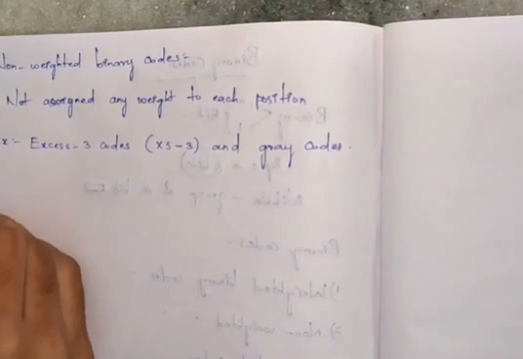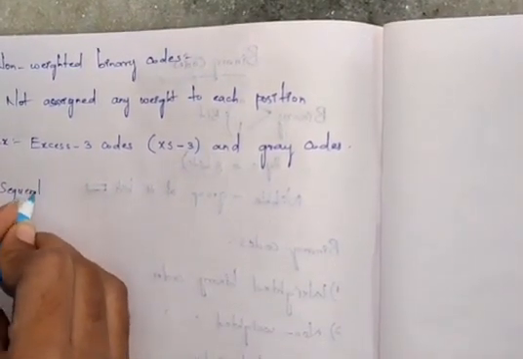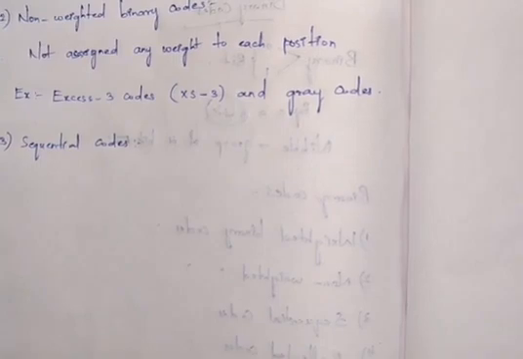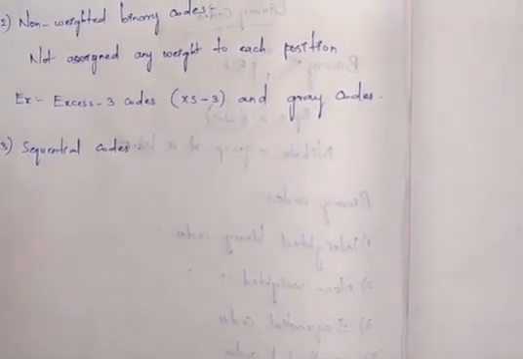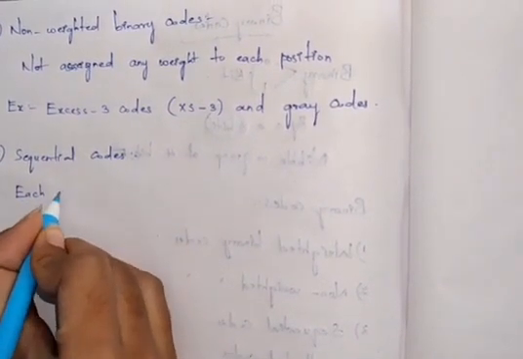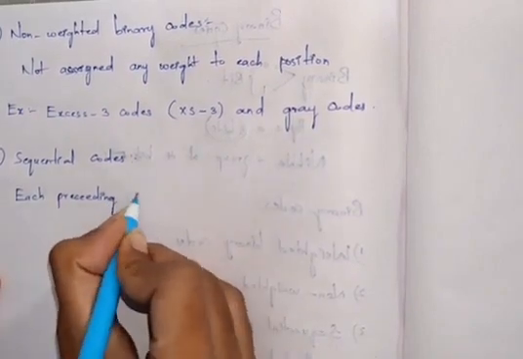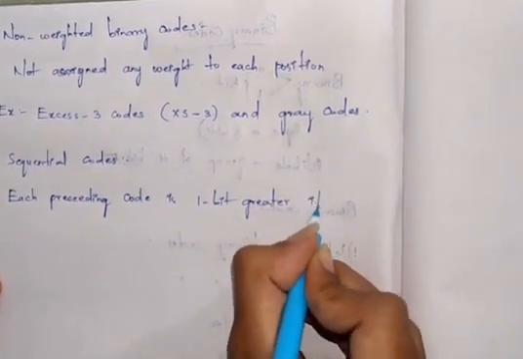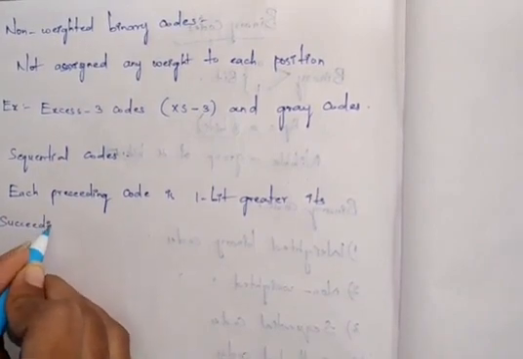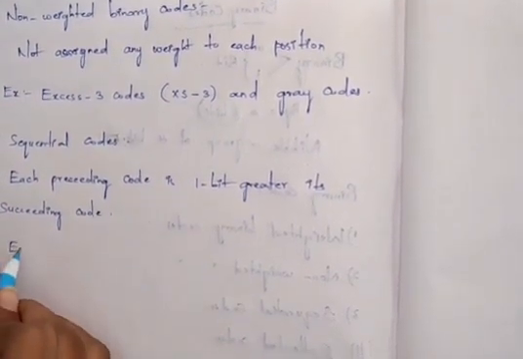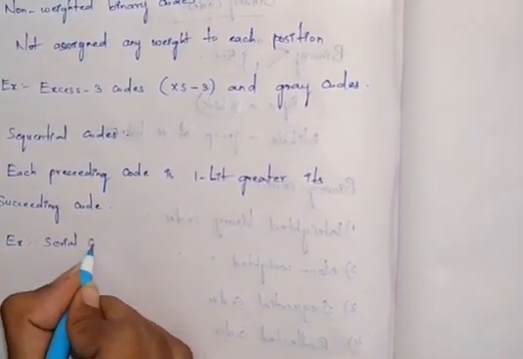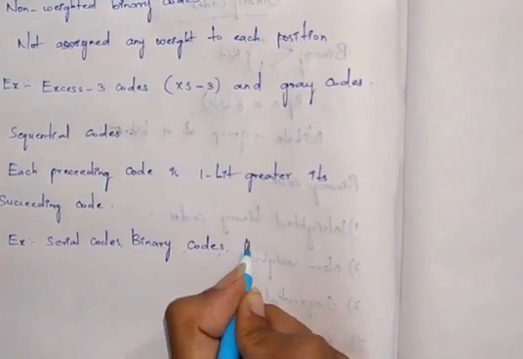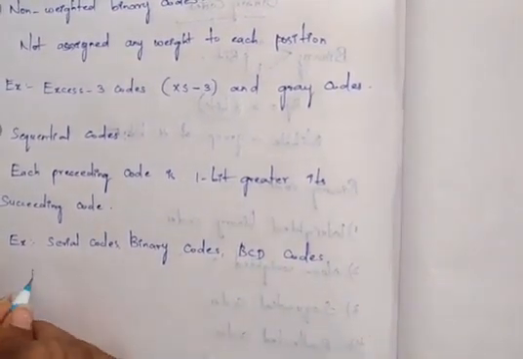Next, we learn about sequential codes. Sequential codes are nothing but each preceding code is one bit greater than its succeeding code. Examples for sequential codes are serial codes, binary codes, BCD codes, excess-3 codes.